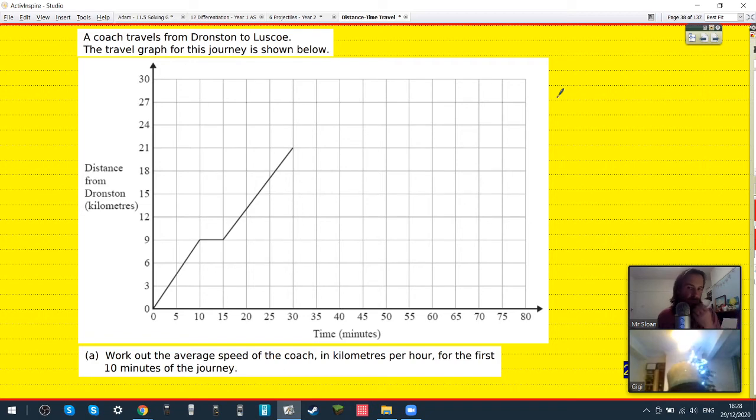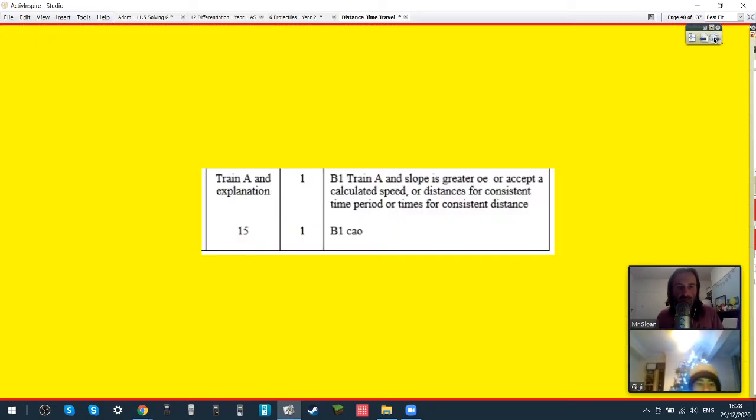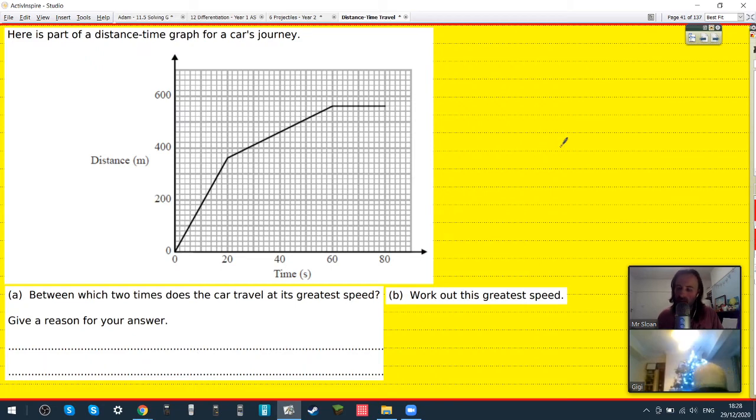Would it be 54 kilometers per hour? And did you do 0.9 times 60, was it? Yeah. Yep. So that is 54 kilometers per hour. Yep, grand. We did this one earlier. It's okay. Which one is traveling faster? Okay, how about this?